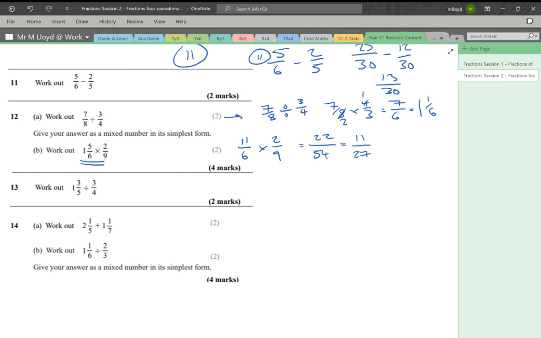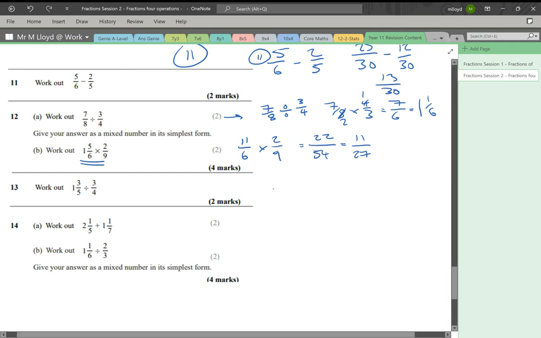Right, our next one, we've got to twist this into an improper fraction. So 1 times 5 is 5, add the 3 is 8, so that's 8/5. We're going to do the keep, change, flip now, so we'll change that divide sign for a multiply, and then flip the second fraction, 4/3. Right, and then we're going to multiply across. So 8 times 4, 32. 5 times 3, 15. And then we're going to tidy this up by having it as a mixed number. 15 will go into 32 twice, 2/15.